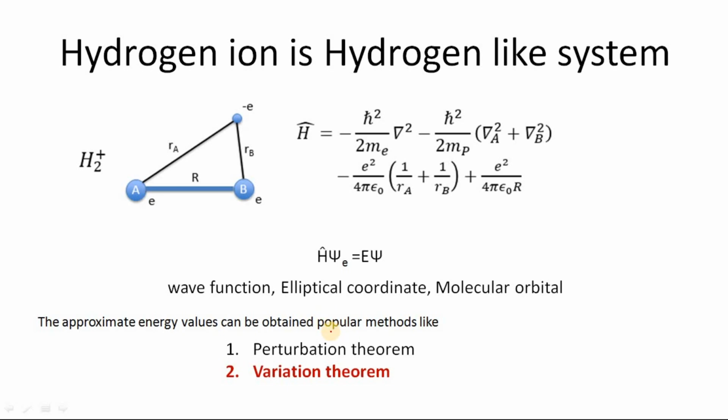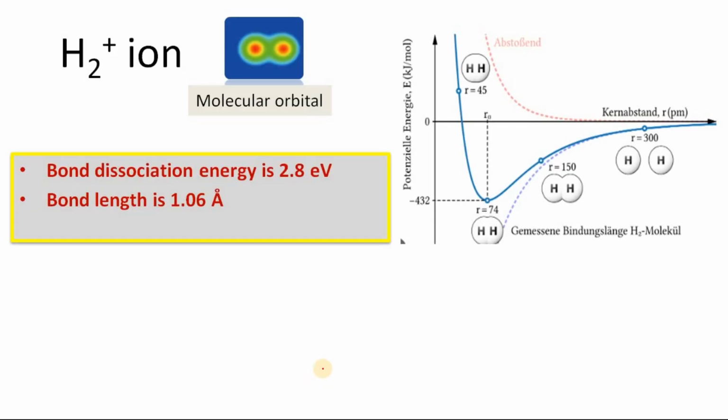Among the most popular are the perturbation theorem and the variation theorem. In this episode, we will be discussing the variation theorem. Before going into that, experimentally the hydrogen ion's energy has been measured, the energy that keeps this electron and the nuclei intact. That is measured as the bond dissociation energy, which is 2.8 electron volts, and the distance between the two nuclei is around 1.06 Angstrom units.